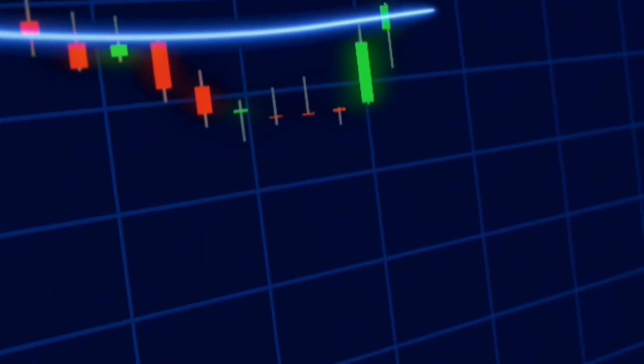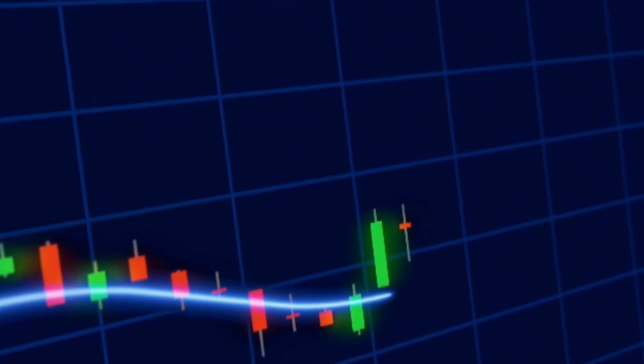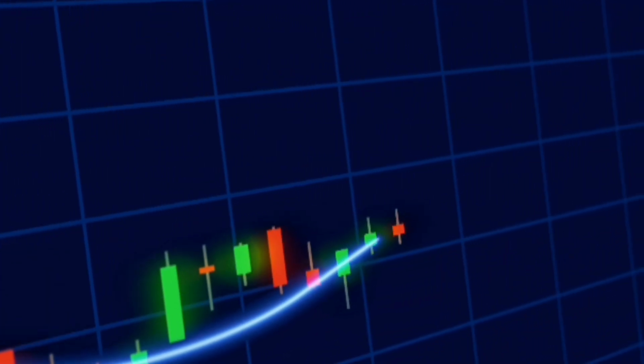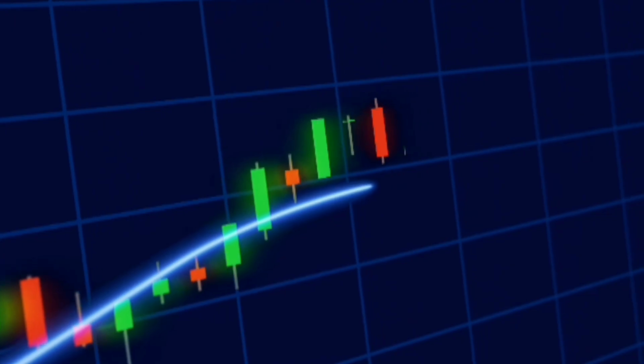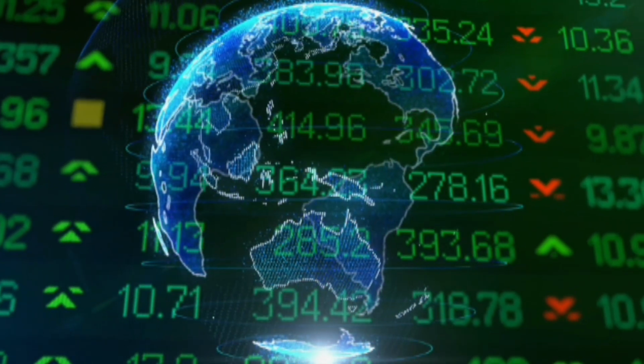If the closing price is higher than the opening price, the candle is usually shown in green. A green candle indicates that the price moved upward during that period. On the other hand, if the closing price is lower than the opening price, the candle is usually shown in red. A red candle indicates that the price moved downward. By looking at these candles, traders try to understand the behavior of the market.